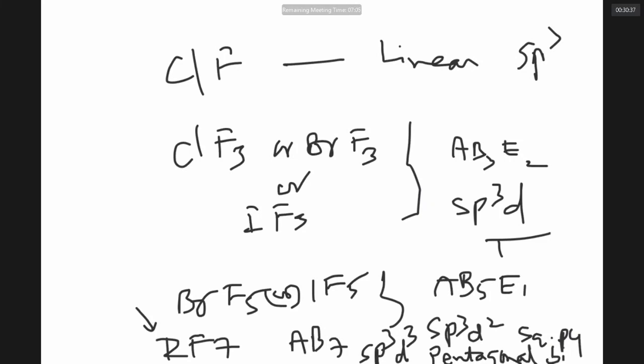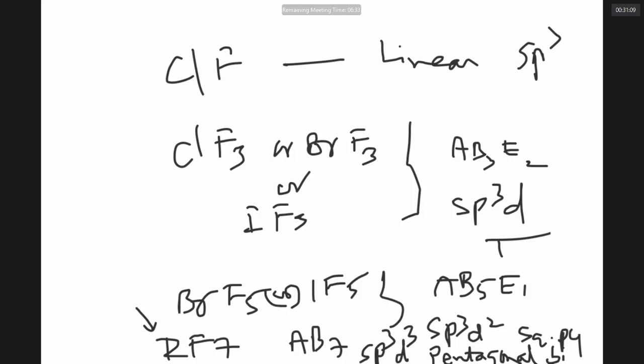Are you clear? So these are called interhalogen compounds. Interhalogen compounds are better halogenating agents than the parent halogens, and they are used for halogenation purposes. They have shapes like linear AB type, T-shape AB3 type, square pyramid AB5 type, and pentagonal bipyramid AB7 type. These are somewhat interesting compounds in this family.